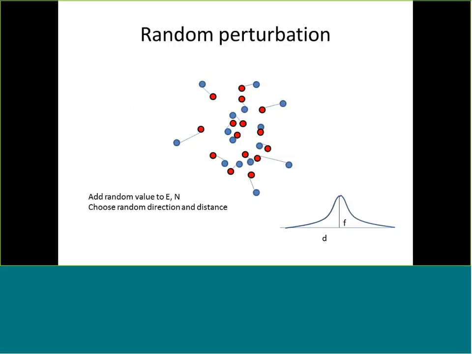So here we see a set of points. Let's say the original points are red. We add a random number to the eastings and the northings, and each point gets dispersed to the blue points. We can choose a random number for the direction between 0 and 360, and we can choose a random distance, and we can force them to retain a Gaussian property as far as distance is concerned. So again, most points end up fairly close to where they started.